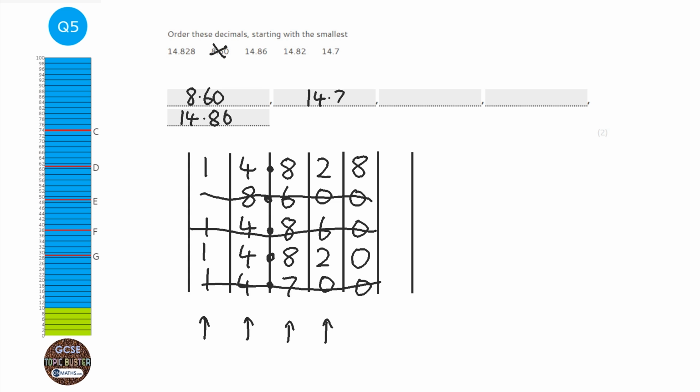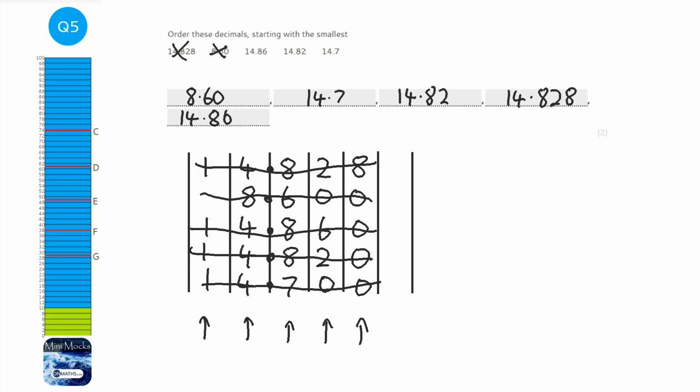And we've just got to work out what the smaller of these remaining 2 are. Well, let's move on a column. And you can see here that 14.82 is the smallest or smaller of the 2. And so that leaves the 14.828 in that position. Now always just double check the 5 numbers you've listed are the same as in the question. That's the same. 18.60, that's the same. 14.86, that's the same. 14.82 is the same, and 14.7 is the same.